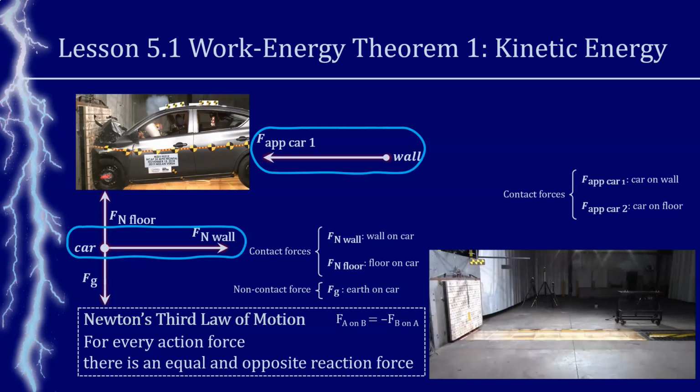Well, for the floor on the car, the agent was the floor, the object was the car. Here I have the car as the agent acting on the floor as the object. And are they equal and opposite? Well, if I draw this out, notice it's in the opposite direction, but equal magnitude to the force of the floor on the car. So these are an action-reaction force pair.